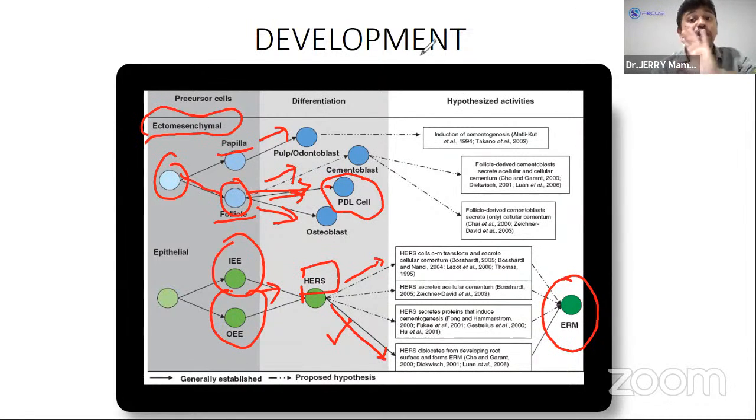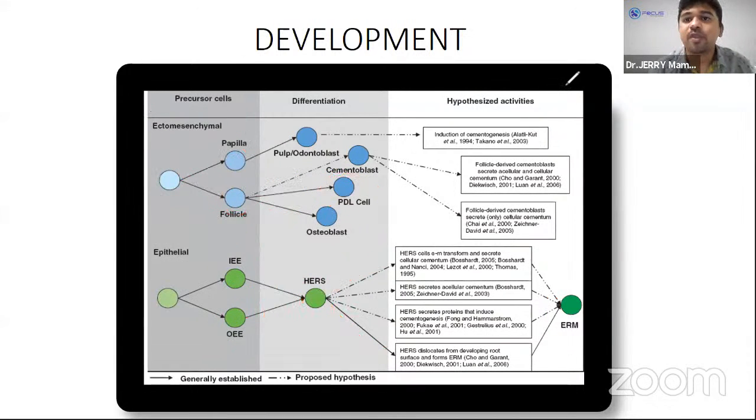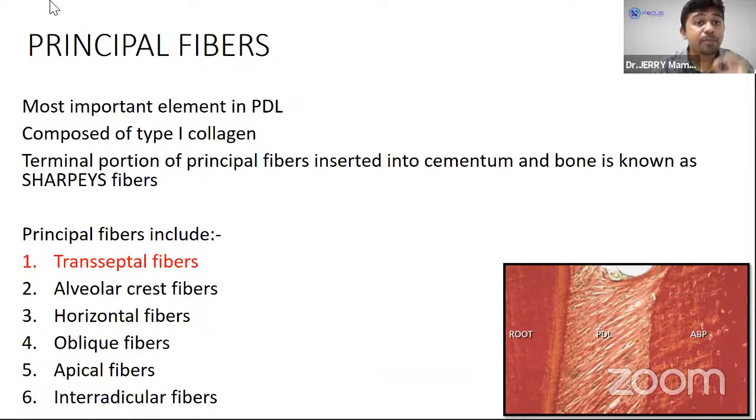I hope that is all you need to take in today. Our topic is PDL fibers. We are going to concentrate on all the questions that come from that. Okay, very good. Moving on to the next one, the principal fibers, the topic for today. This is the most important element in the periodontal ligament. What is it comprised of? It is comprised of type 1 collagen. Very common MCQ question.